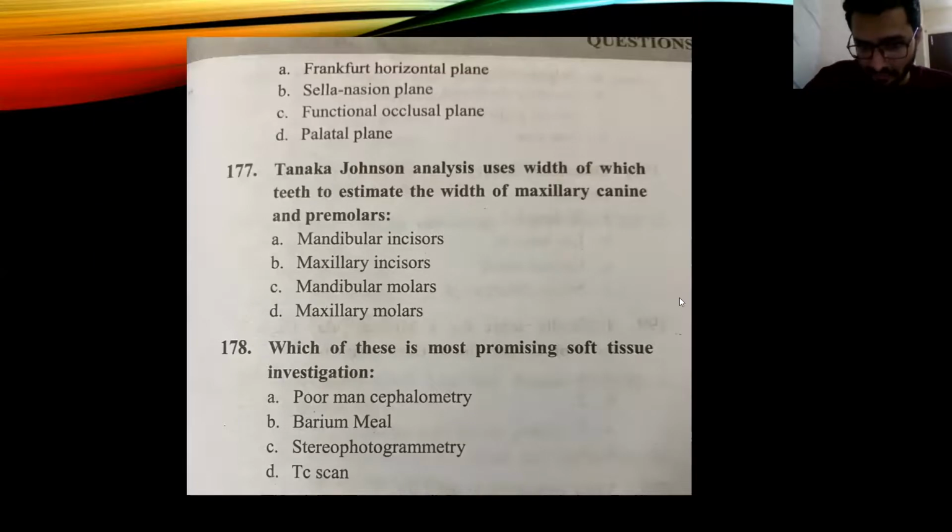Next is, which of these is the most promising soft tissue investigation? Is it poor man's cephalometry, barium meal, stereophotogrammetry, or CT scan? The question is not which of the following is a soft tissue investigation, but which is the most promising soft tissue investigation. It is one of the advancements in orthodontics.